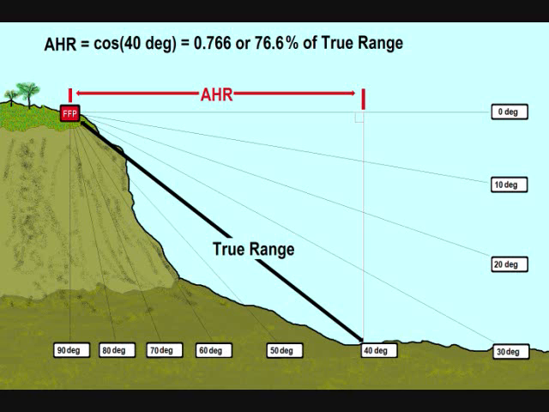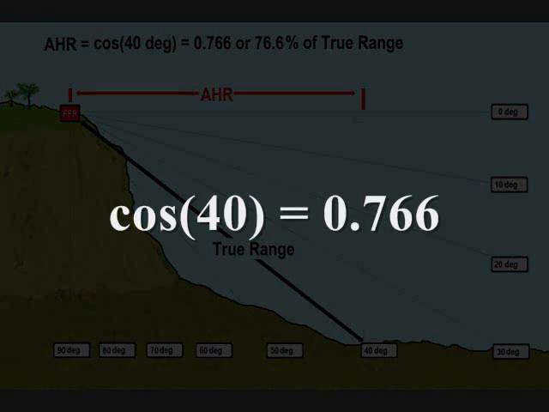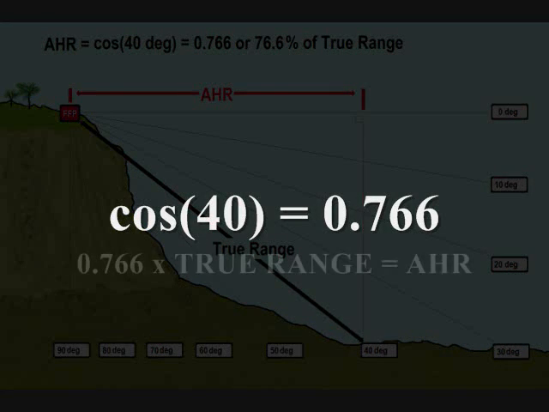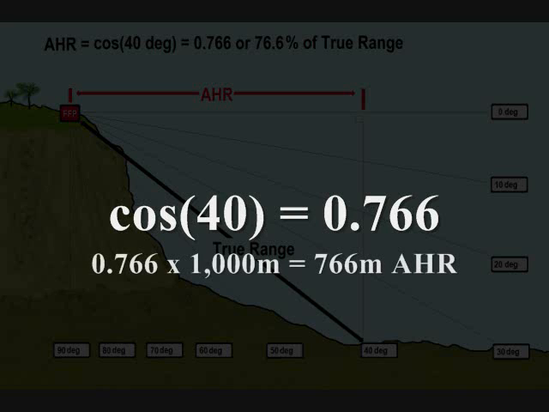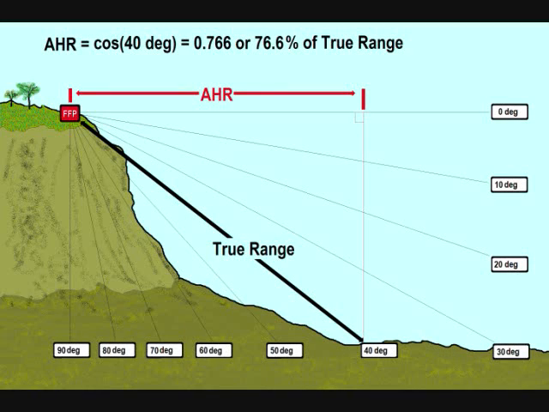So let's type in, all right, we've got a 40-degree triangle. So hit the cosine button, and then 40 and hit equals. Okay, the cosine of 40 degrees is 0.766, or about 76.6% of the true range. So that would work out to be your actual horizontal range. In this case, if your true range is 1,000 meters, you just simply take that times your cosine, which would be about 766 meters actual horizontal range. So if you didn't correct for that, you would have had problems.